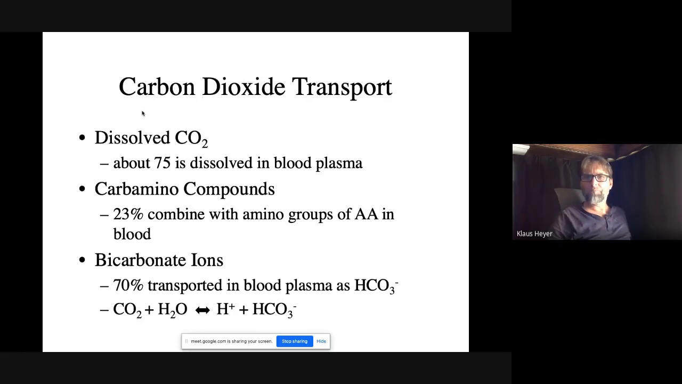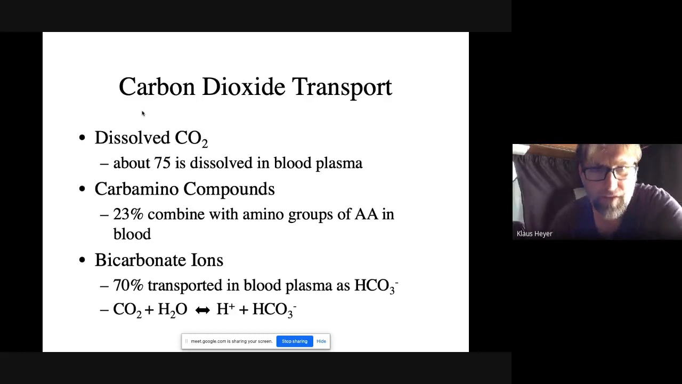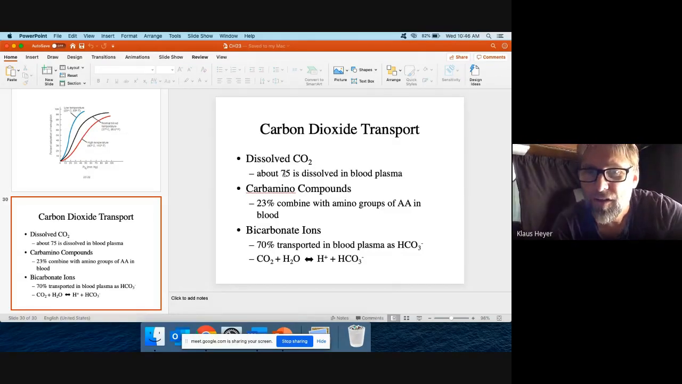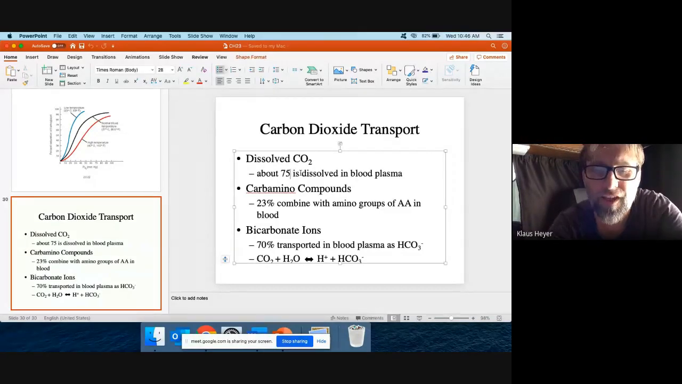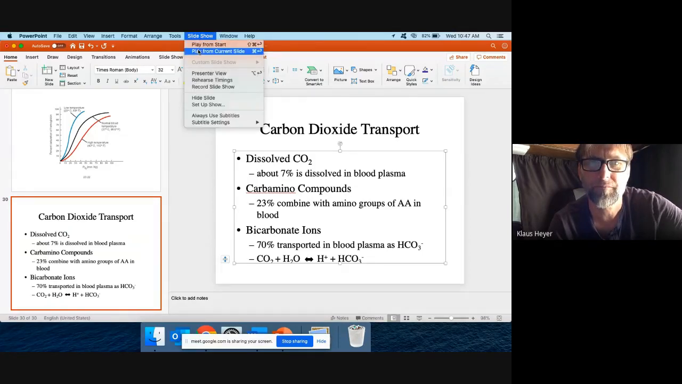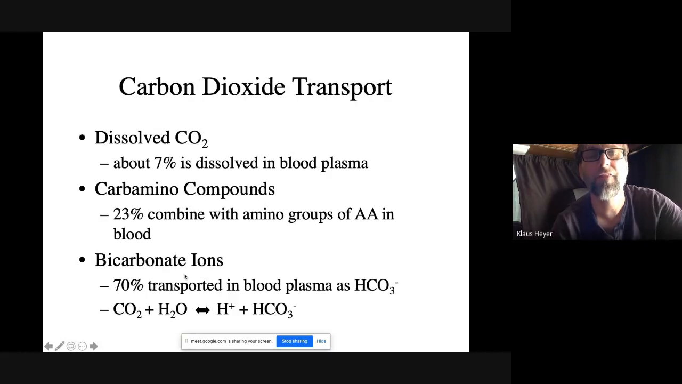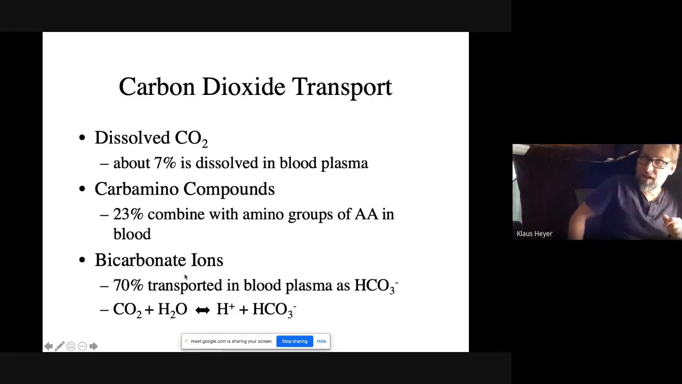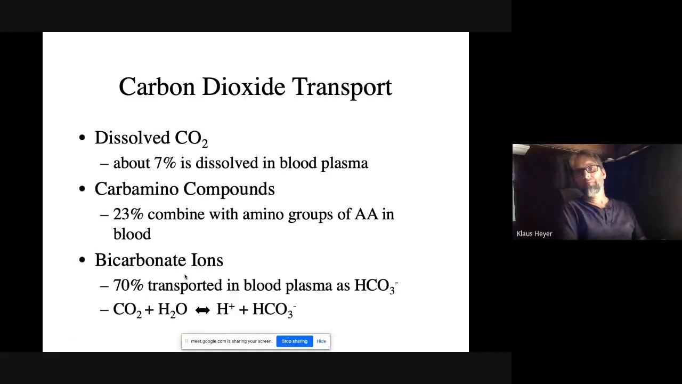So I already made a mistake here. About 7%, not 75, about 7% of carbon dioxide is dissolved in blood plasma. And then about 23% will use different amino acids like hemoglobin.